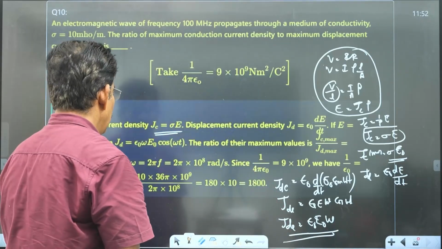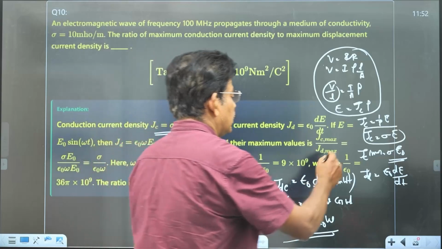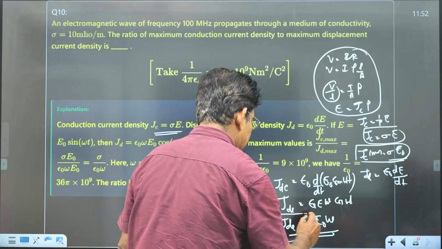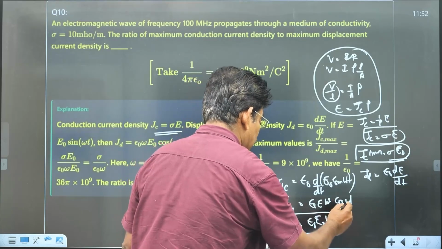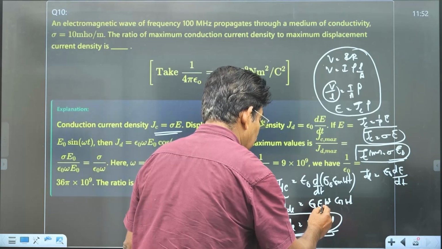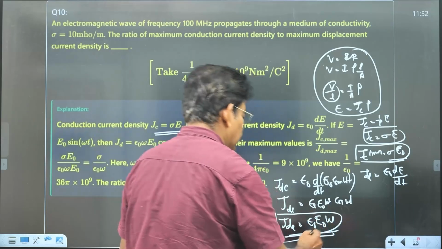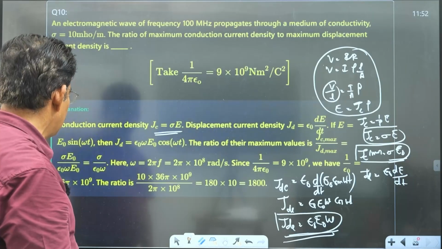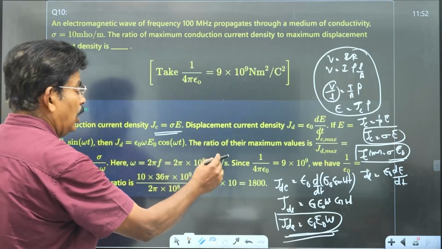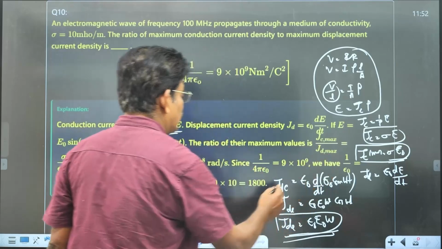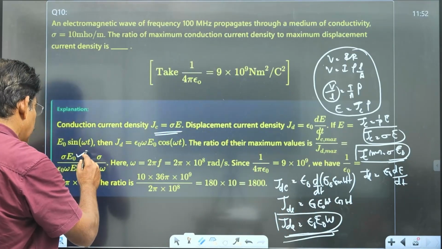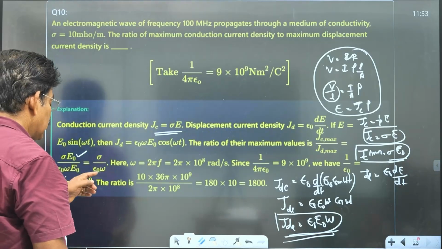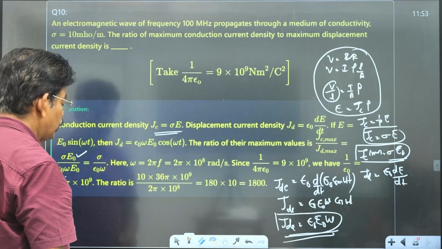So once again, we got the maximum conduction current as sigma into E0, and the maximum displacement current as epsilon 0 E0 into omega, when cos omega t becomes 1. Now I want the ratio between them: the maximum conduction current by the maximum displacement current, sigma into E0 divided by epsilon 0 E0 into omega. E0 gets cancelled, so it is sigma by epsilon 0 into omega.